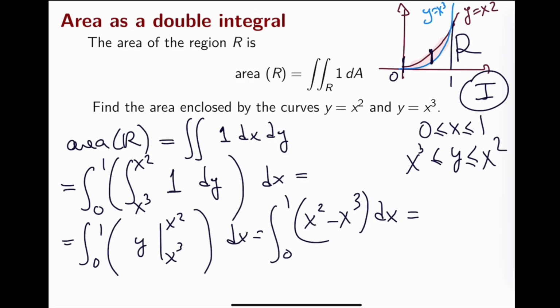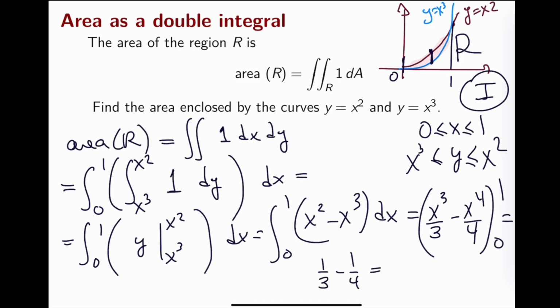So then that will be x cubed over 3 minus x to the 4 over 4 evaluated between 0 and 1. That will be just 1/3 minus 1/4 minus 0, which is 4 minus 3 over 12, which is 1 over 12. Then this is the value of the area of this region. So this area here measures 1 over 12 units.